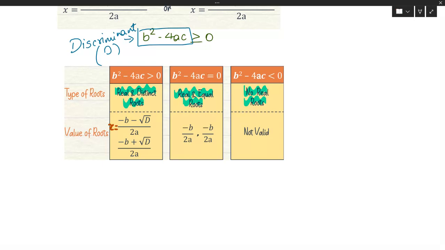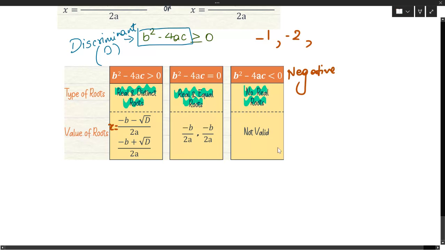When b square minus 4ac is exactly 0, then we find the value of x as minus b upon 2a, and minus b upon 2a. It is minus b upon 2a only. But when it is less than 0, like minus 1, minus 2, negative, then it is not valid. We will not get any answer for x here. Clear?